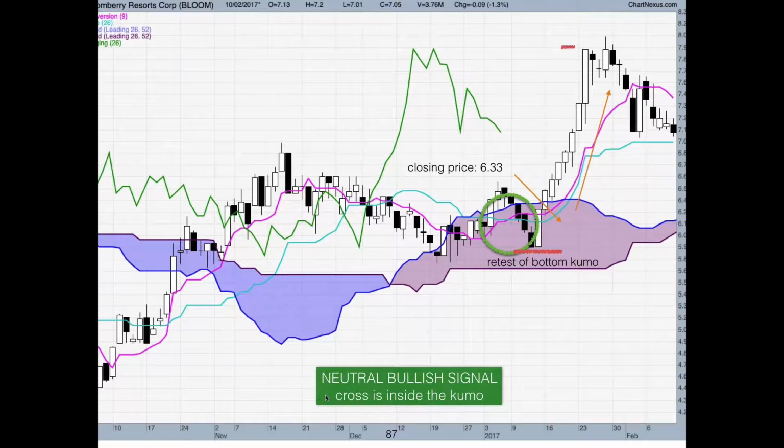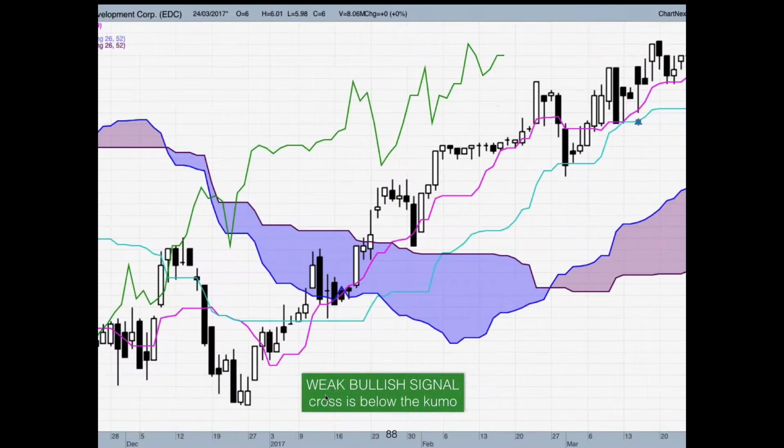So what's next? We have the weak bullish signal. A weak bullish signal is a cross that happens below the Kumo. If the Tenkan-sen crossover happens below the Kumo, we have a weak bullish signal. EDC made a weak bullish signal at the close of 526 on January 2011.